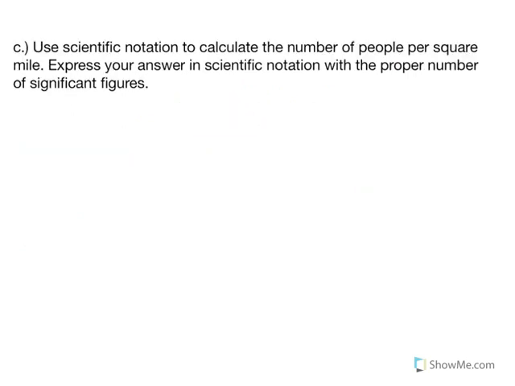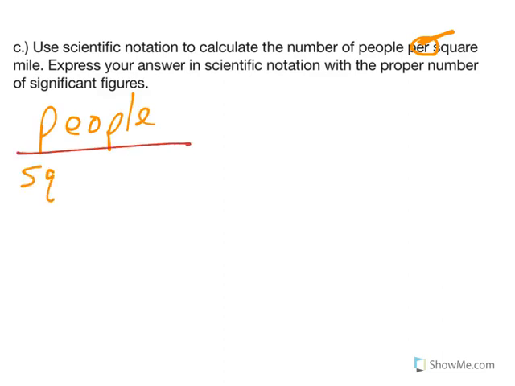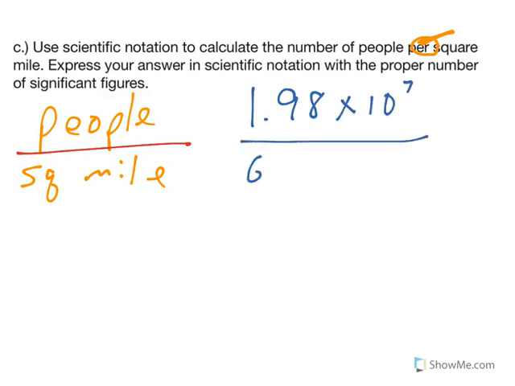Now, in part C, number of people per square mile. Per implies a division bar or a fraction bar, either way you want to think about it. So we're talking about people per square mile. We know, based on parts A and B, that our population is 1.98 times 10 to the 7th, and our square mile is 6.5758 times 10 to the 4th.